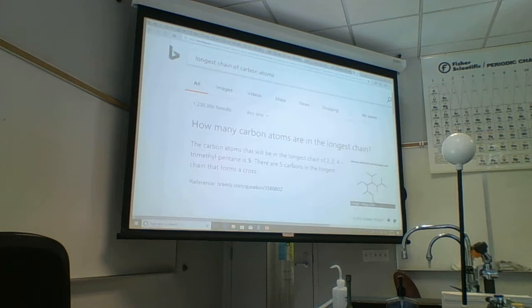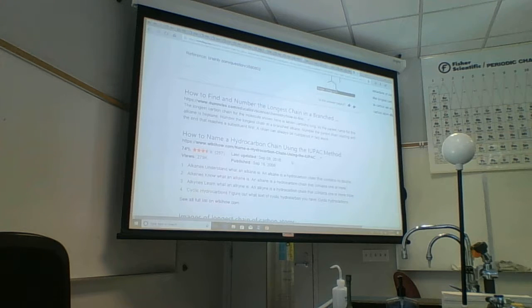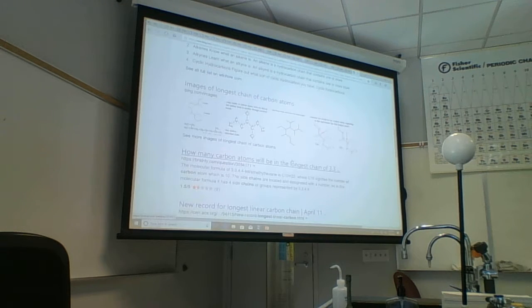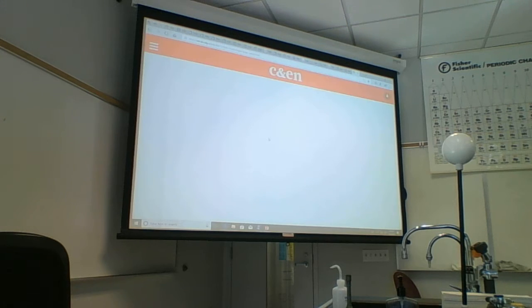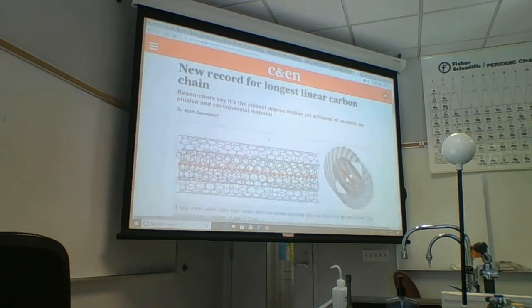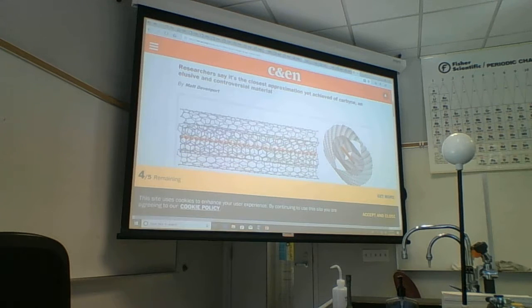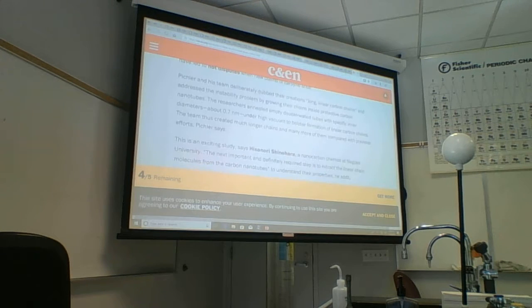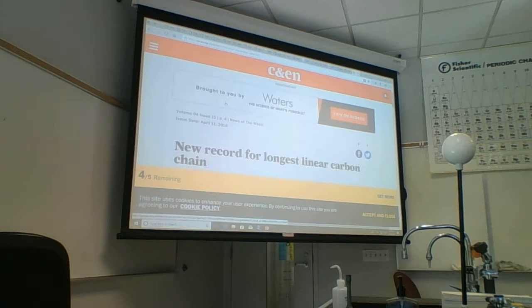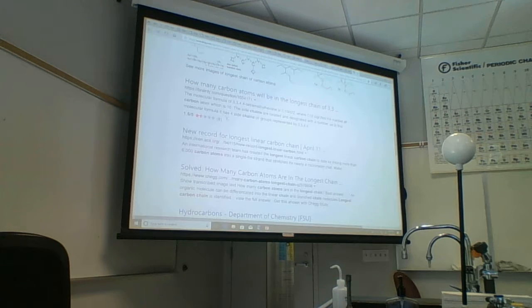Yeah, some coefficient. This is just practice of finding the longest chain. For 11. Oh, this is the longest chain of linear. Take a look at that. Completely straight line. Linear carbon atoms, 6,000. That's the number to beat. But that's linear. The longest chain of atoms doesn't have to be linear.